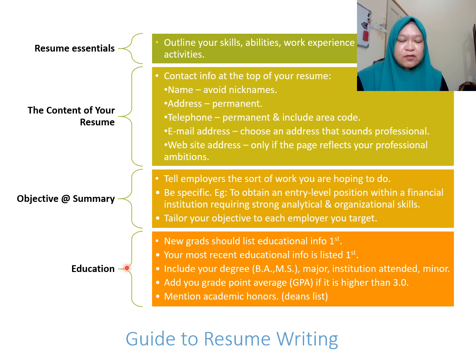Next, of course, you have to write down your education, from the highest to the lowest. What should you include? You have to include the educational level, the name of the degree, the major, the institution you attended, and the minor if you have one. You mention your CGPA only if your CGPA is higher than 3. If it's lower than 3, you don't have to mention it. If you have dean's list, you might want to list out all your dean's lists.